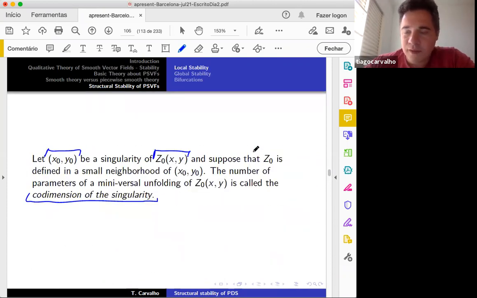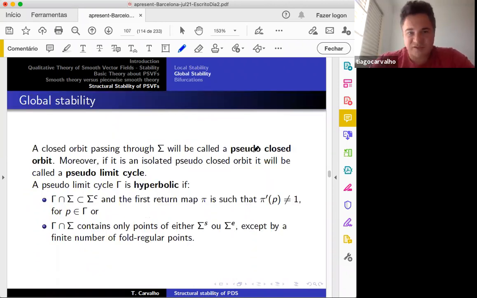So let's go to the global stability. What I told before is concerned with local stability, okay? We are looking at a neighborhood of a point. But now let's look at global phenomena. For example, the occurrence of a closed orbit is a global phenomenon, okay? A closed and non-singular orbit. So a closed orbit passing through sigma will be called a pseudo closed orbit.